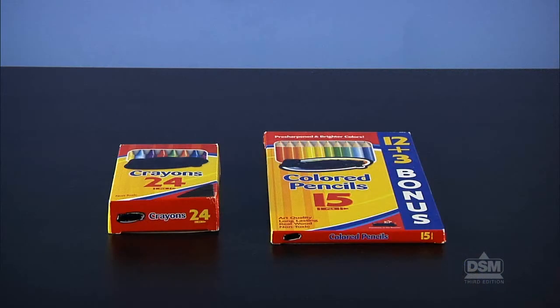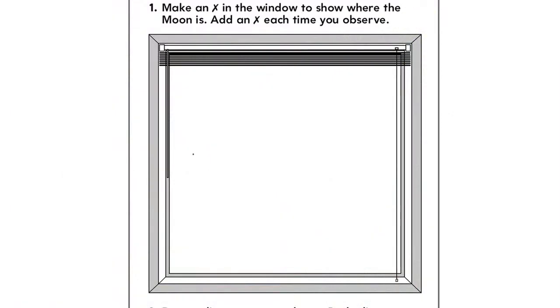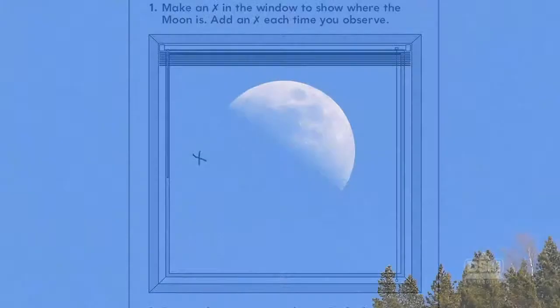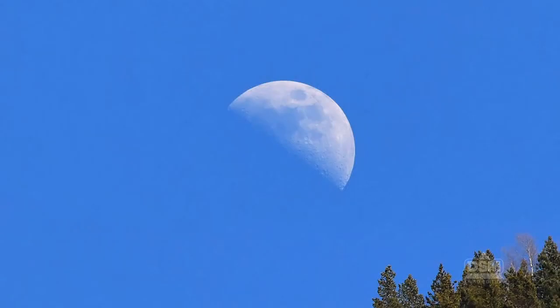Then distribute a copy of Activity Sheet 11, Part A, to each student, and a box of crayons or colored pencils to each team of 2. Guide students to record the moon sighting by drawing an X in the window on their sheets. After 30 minutes, have another volunteer take a second sighting and note the location of the moon with a piece of tape on the window.